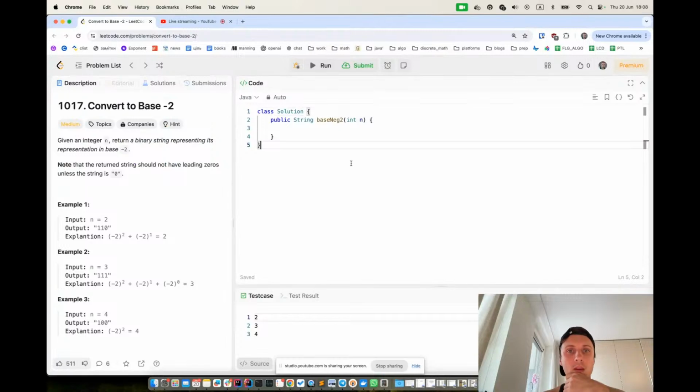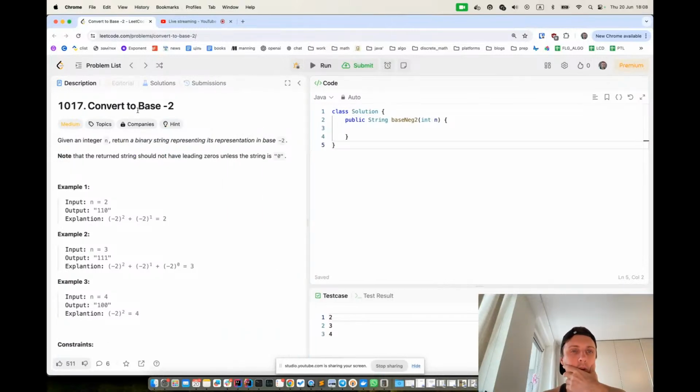Okay guys, so let's continue solving our task, and we have the following one. We have a task: convert to base -2. We have an integer n, return a binary string representation of it, represented in base -2. Note that the returned string should not have leading zeros unless the string is 0.